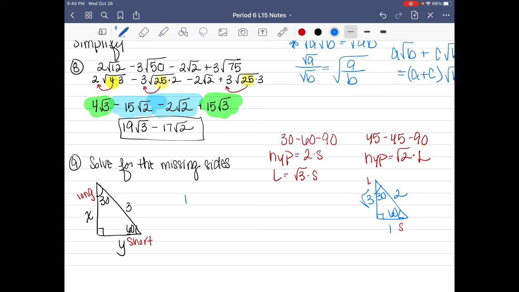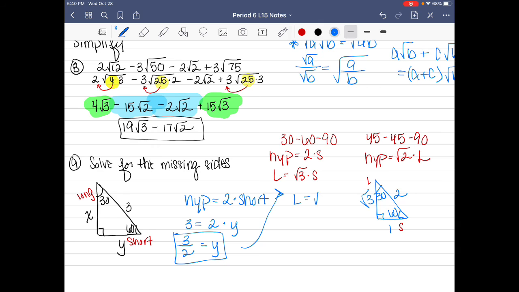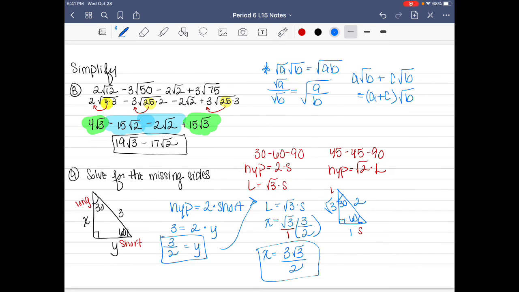We take our hypotenuse is equal to 2 times our short leg. Our hypotenuse is 3, and our short leg here is y. We get that pretty quickly by dividing by 2, and y is equal to 3 over 2. Now you have the short leg and you want the long leg, and long leg is equal to root 3 times short. Our long leg here is x, and our short leg we just solved for is 3 over 2. Even though you don't see it, this root 3 is over 1, so I multiply straight across and we get 3 root 3 over 2. That's it for solving for the missing side.